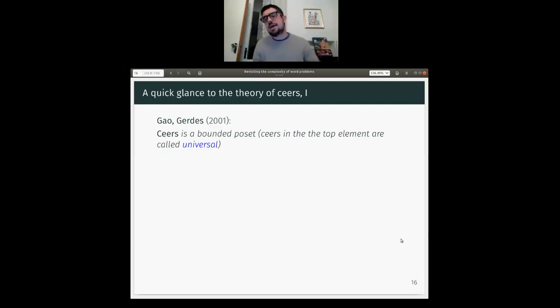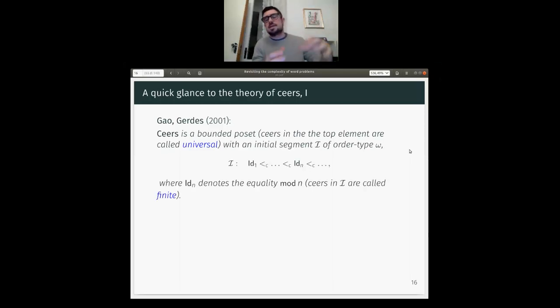But then this kind of research was put to rest for, let's say, one decade or so. And then there was a kind of revitalization of the program, starting from a nice paper by Gao and Gerdes in 2001. They basically recast a lot of known results. In particular, they show that here is a bounded poset, and the top element, the universal one, is really easy to define relative to computable reducibility. You just write the equivalence relations in columns and you encode the information of all the possible equivalence relations in different columns.